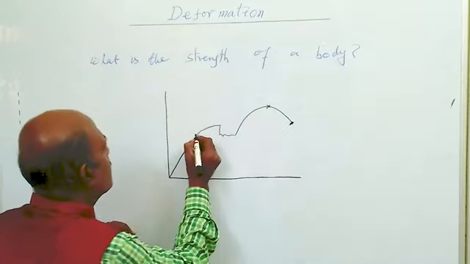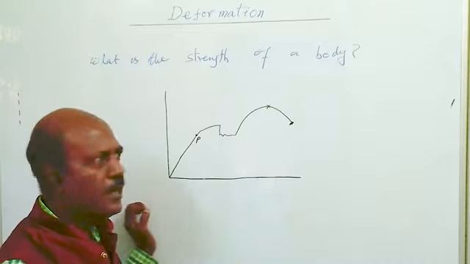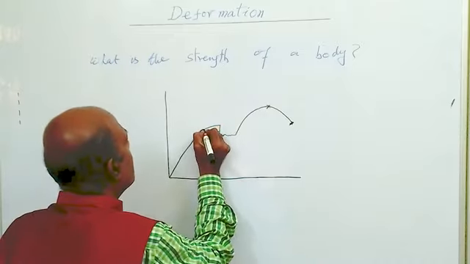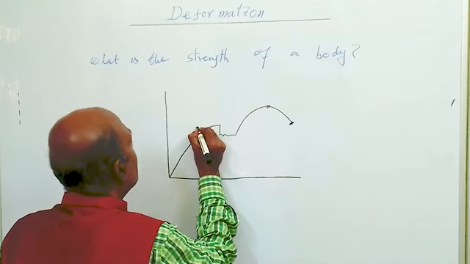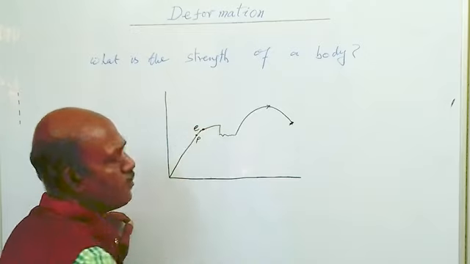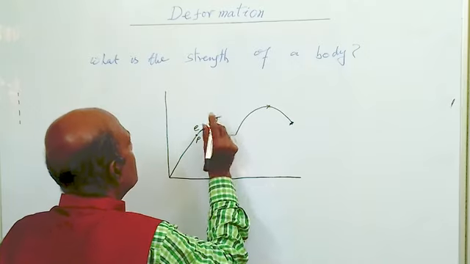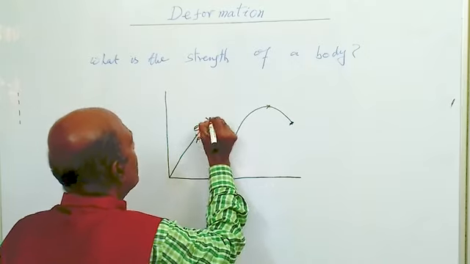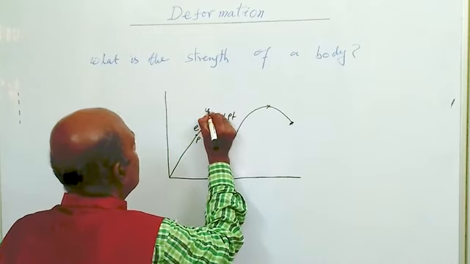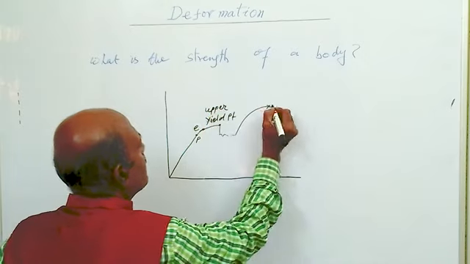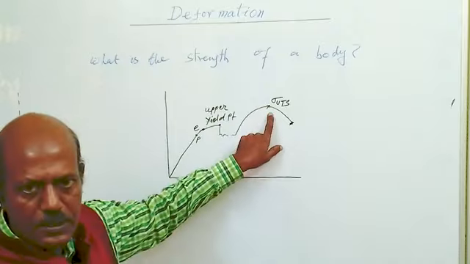So this point is called the proportional limit, up to which the curve is a straight line. After that, there is a slight bending of the curve, and this point is called the elastic limit point, denoted by E. This is called the upper yield point, and this is called sigma UTS, the ultimate tensile stress point.